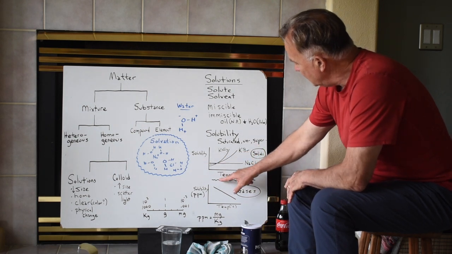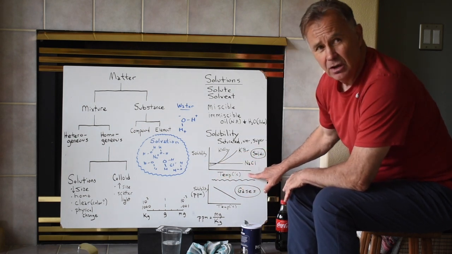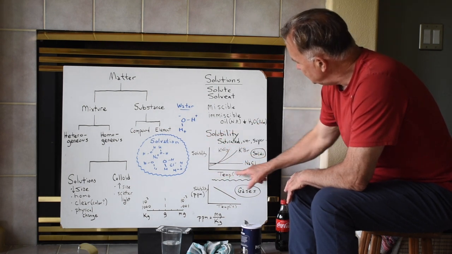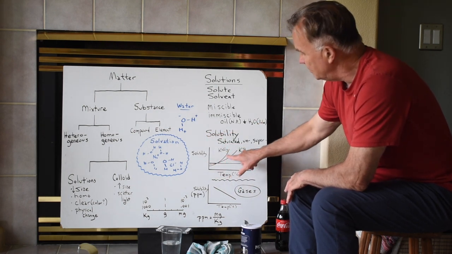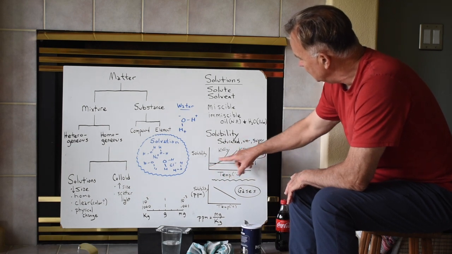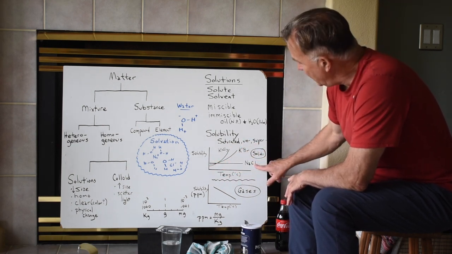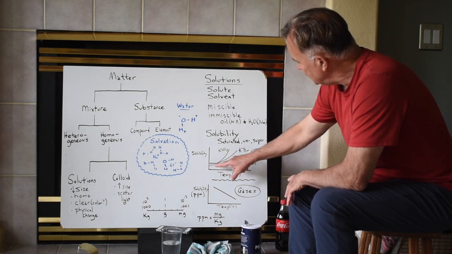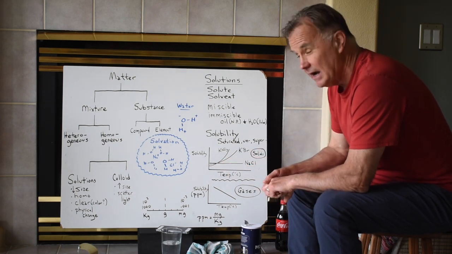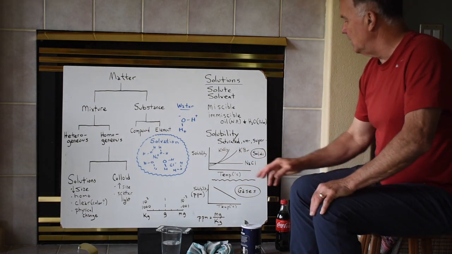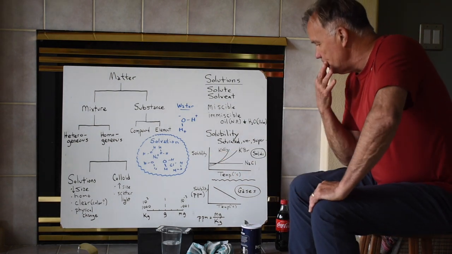So if you look on this curve here, we've got temperature along the bottom, solubility over here. As the temperature goes up, for potassium nitrate, solubility goes up. Potassium bromide, solubility goes up. Sodium chloride though, it doesn't really make much of a difference. It's kind of a straight line across. For some substances, actually, it goes down. So you can't really tell, but for most substances, solubility does go up with temperature.